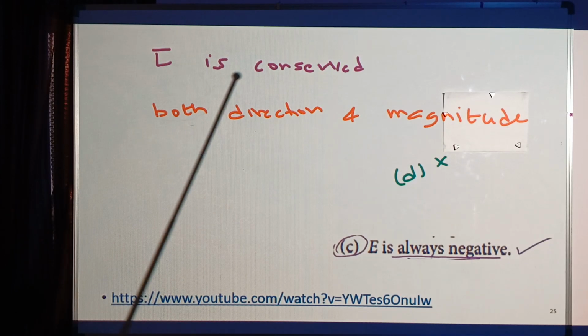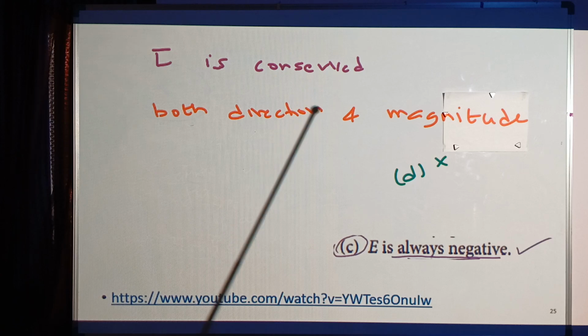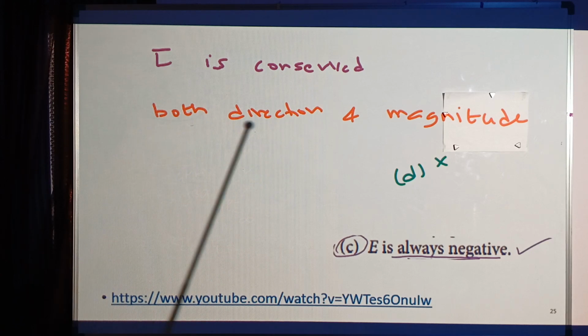Option D: L is conserved because there is no external force or torque acting on the system. So angular momentum is a vector. Both the direction and the magnitude are conserved. So D is not true.